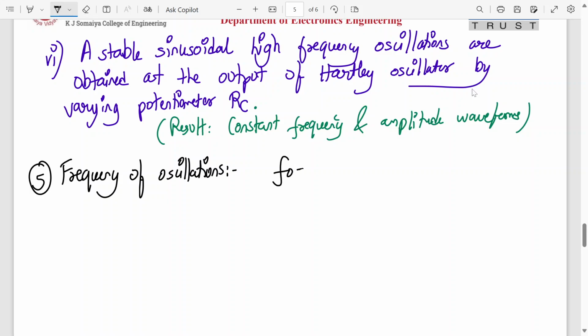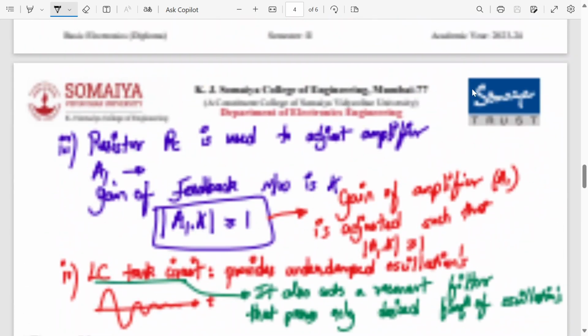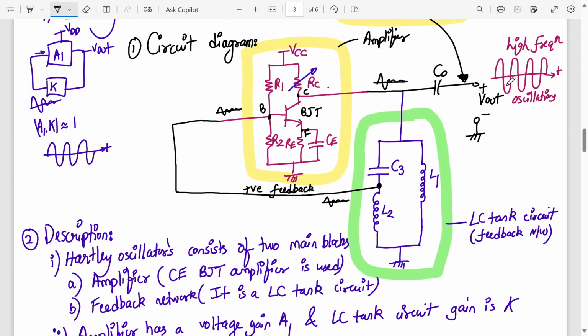what is the formula of the LC tank circuit? 1 upon 2 pi square root of LC. This can be derived for LC oscillators. But what L and C will come over here? If you see carefully, there are two inductors, and these two inductors are in series, so it will become L1 plus L2. And capacitor C3 is also there. So it will be 1 upon 2 pi square root of L equivalent into C3, where L equivalent will be L1 plus L2.